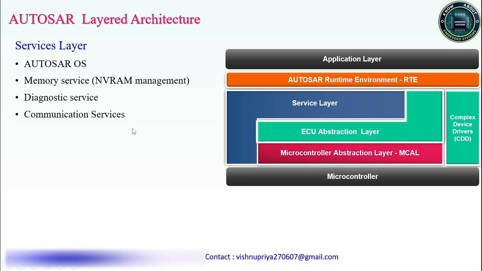Then communication services. If you want to transmit any data from the external world, from an external ECU to our ECU, then we will use different communication services: reception, transmission, logging the error. If the frame is timed out, we have to log an error. If the data is not coming properly, then we have to log the error. Such services will be provided under the service layer.